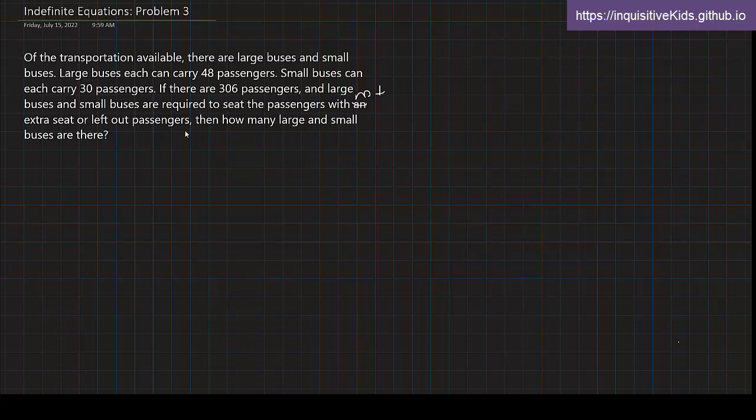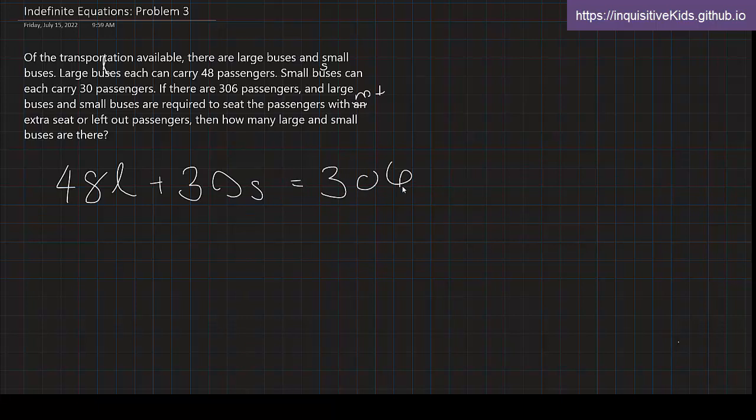First, I'm going to set the amount of large buses as L. And in math, I like to write L like this, so I don't confuse it with 1. And I will set the amount of small buses as S. Okay, so we know that there is a total of 360 passengers, and each large bus carries 48 passengers. So let's write that as 48L plus 30S, that would equal 360.